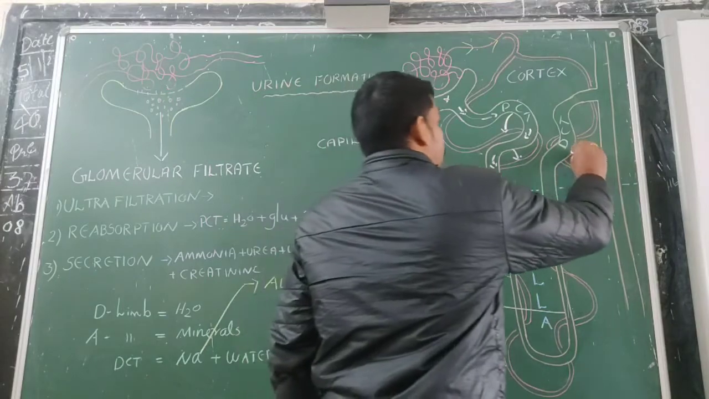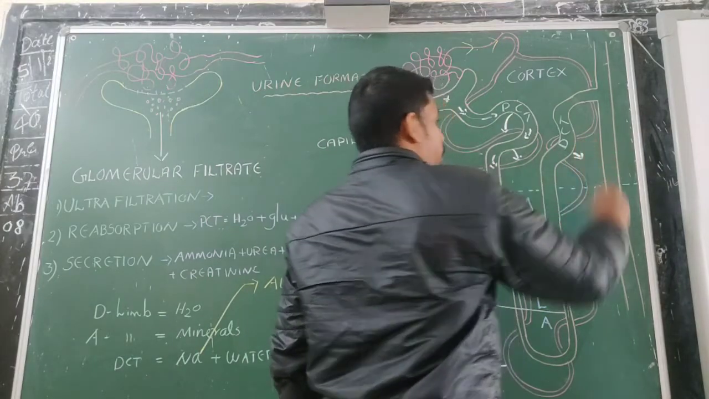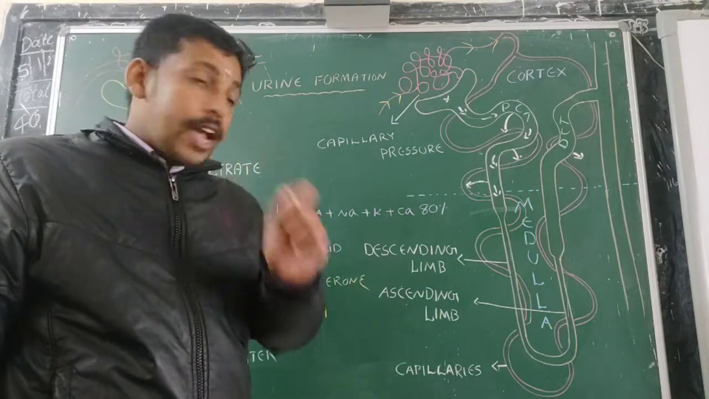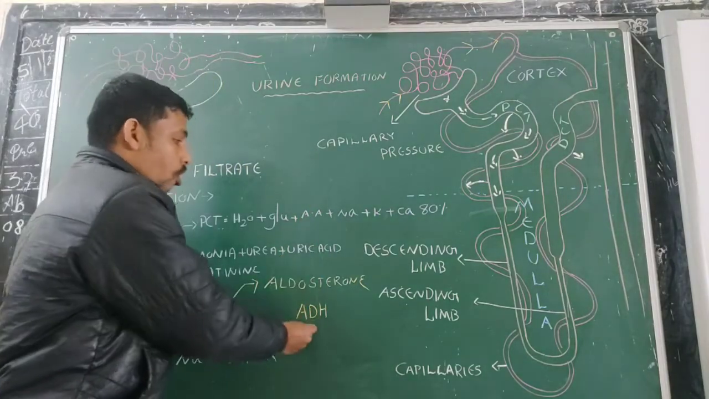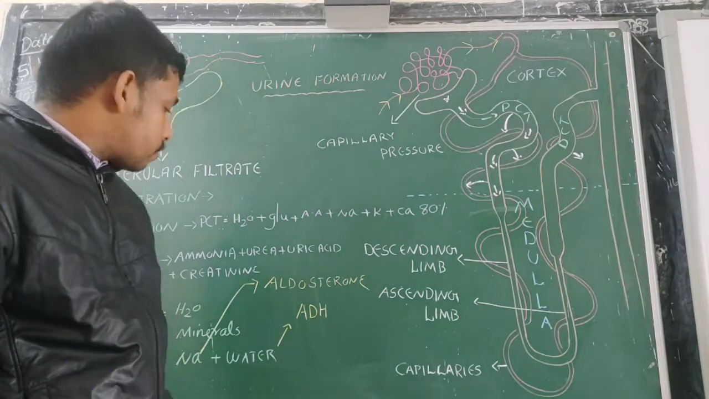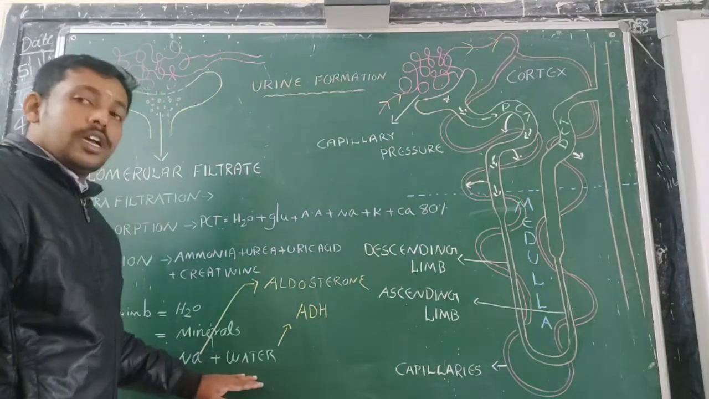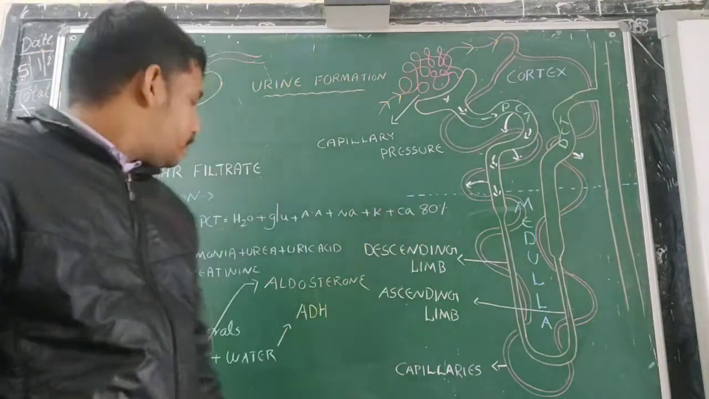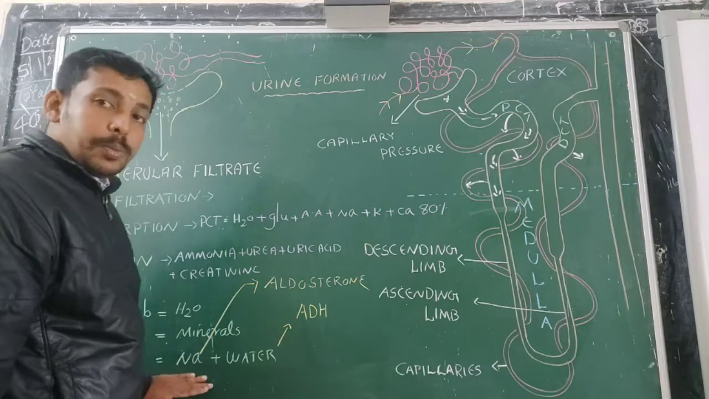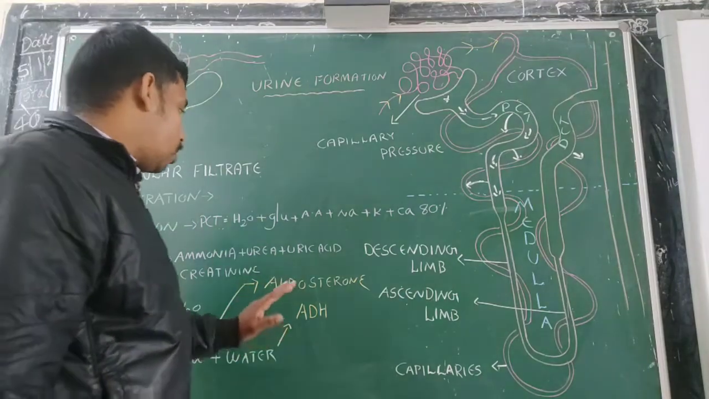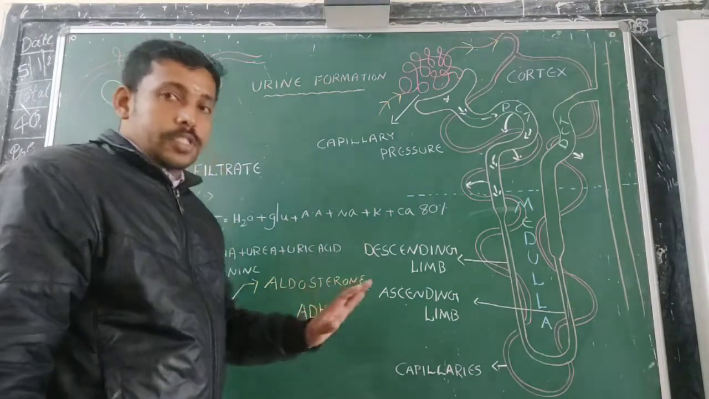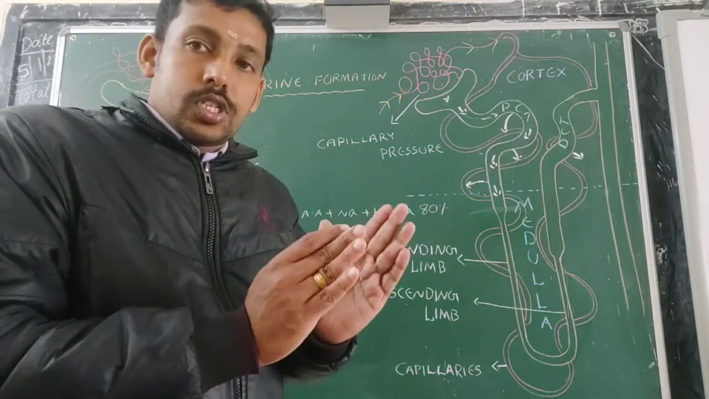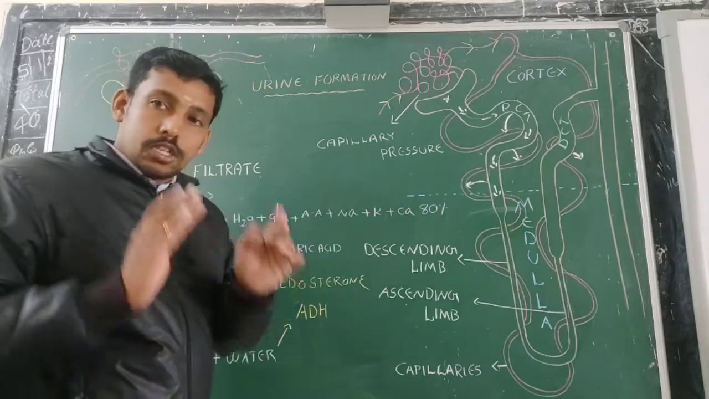In this last portion, sodium and water are reabsorbed by the action of what? Two hormones. The water is reabsorbed by the action of ADH, that is antidiuretic hormone. Then the mineral sodium is absorbed in the presence of water by aldosterone, another hormone. So aldosterone and ADH are the two hormones.